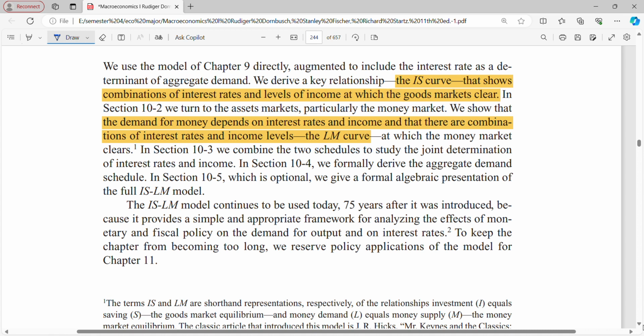Okay, then, we are studying 4 sections in this chapter. The 5th section is excluded. The algebraic presentation of the IS-LM model is excluded in your syllabus, so we won't be looking at that. We'll be studying the first 4 sections. In the first section, we'll study the IS curve. In the second section, the LM curve. In the third section, we'll combine the two schedules to study the joint determination of interest rate and income. In the fourth section, we'll formally derive the aggregate demand schedule.